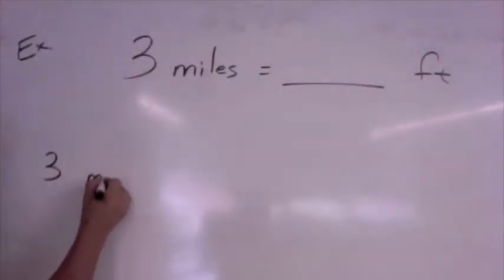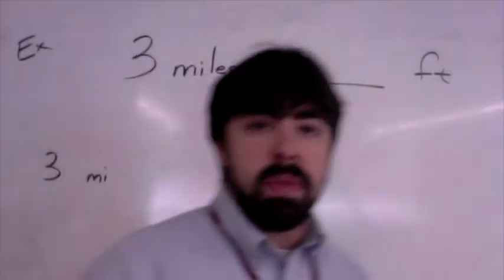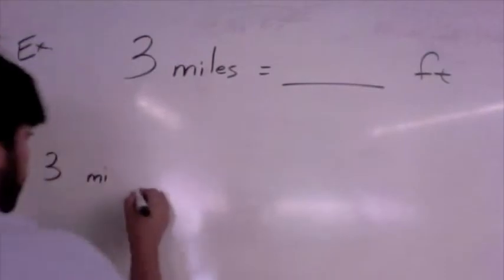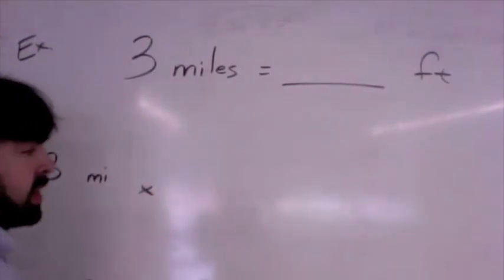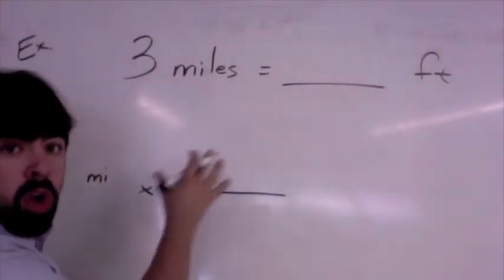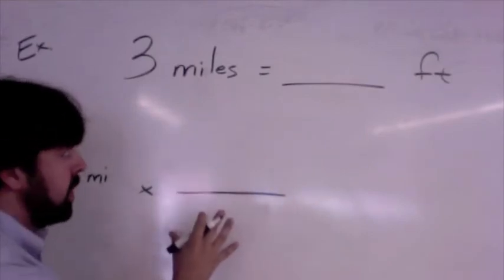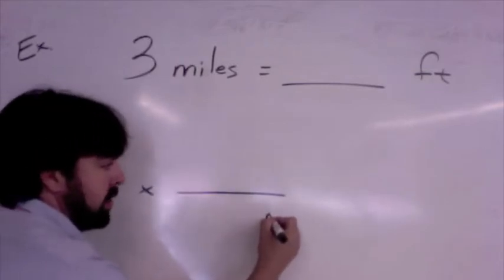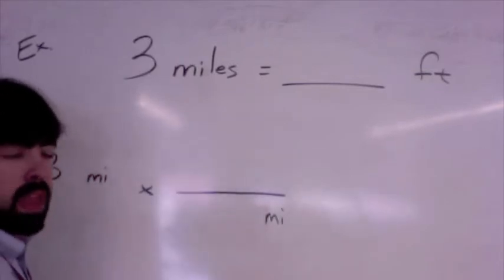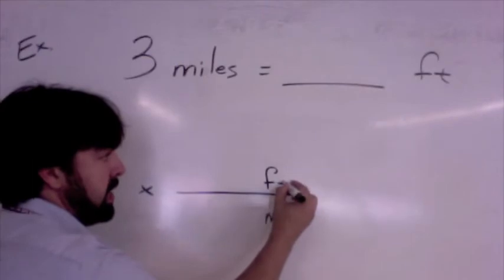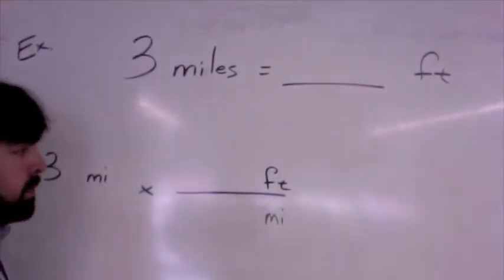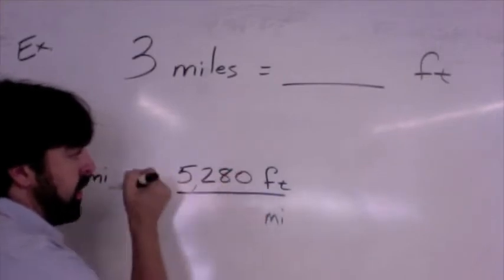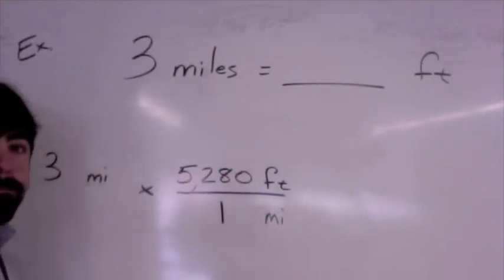So how we do this, we write out what we have. 3 miles. MI is miles. That's how I'm going to abbreviate it. You'll see me do it a lot. And what I'm going to do is say times and add a line. This is going to be our conversion factor right here. We are trying to get rid of miles, so we're going to put miles on the bottom, and we're turning into feet, so feet goes up on the top. There is 5,280 feet for every 1 mile.